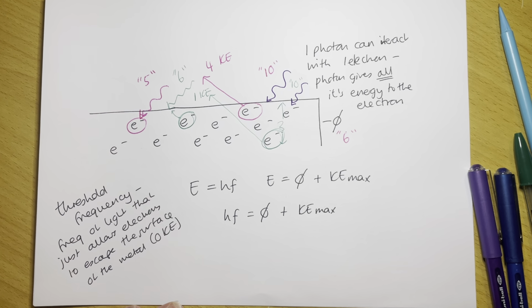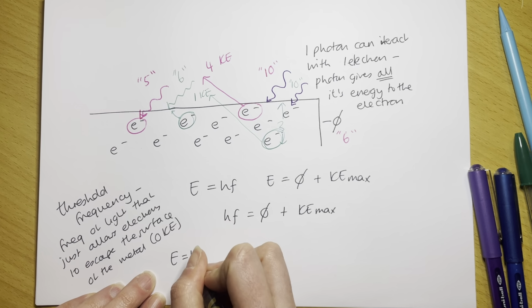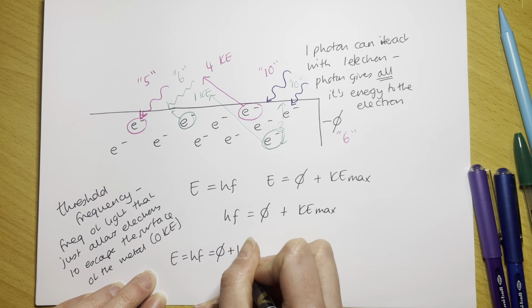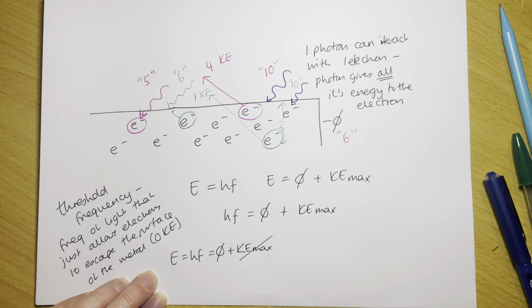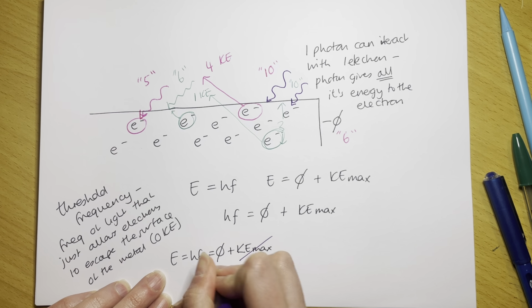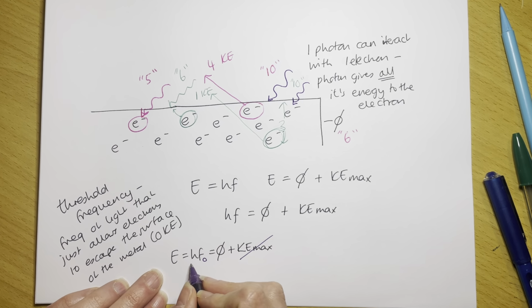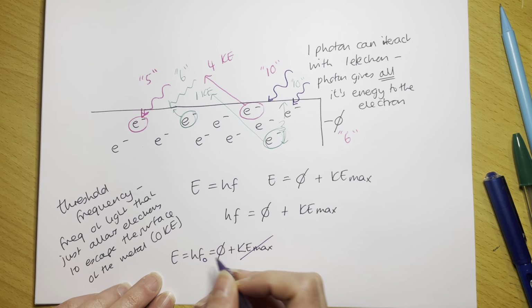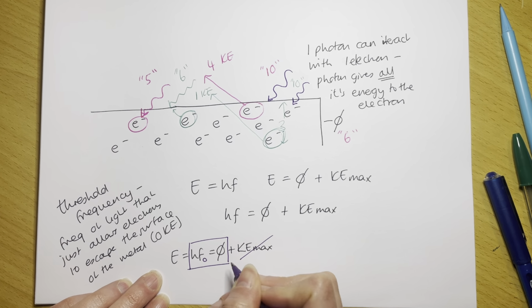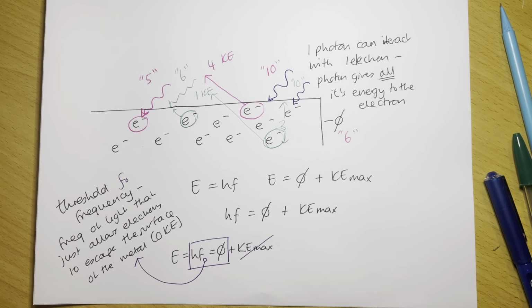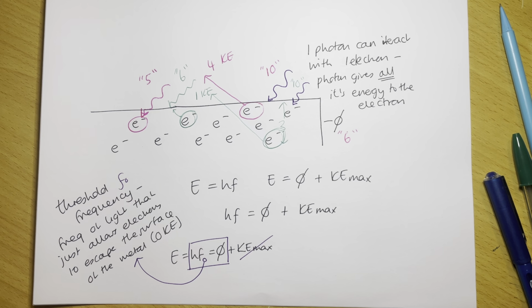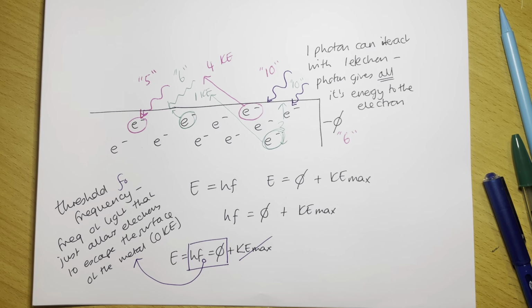And then there is 0 KE. And if there's 0 KE, that means that if we think about E equals hf equals phi plus KE max, well, if there's 0 KE, what I can do is cross out that because it's 0, and I'm going to just add a little naught here. hf naught equals phi is another equation to know. The work function equals hf naught, and f naught is the threshold frequency. So this is proof that light can act as a particle.